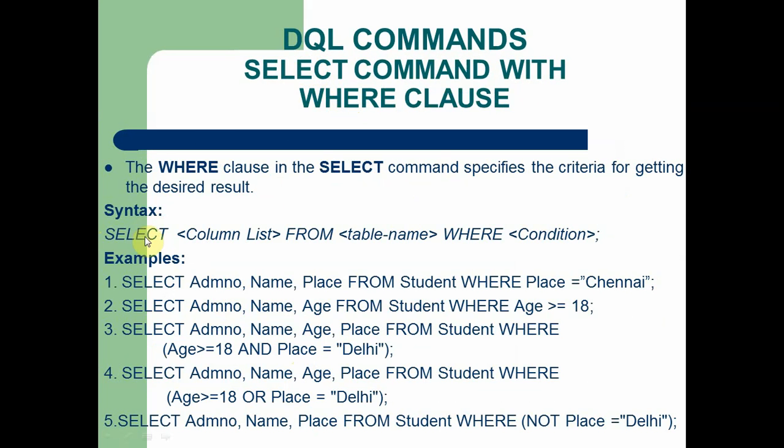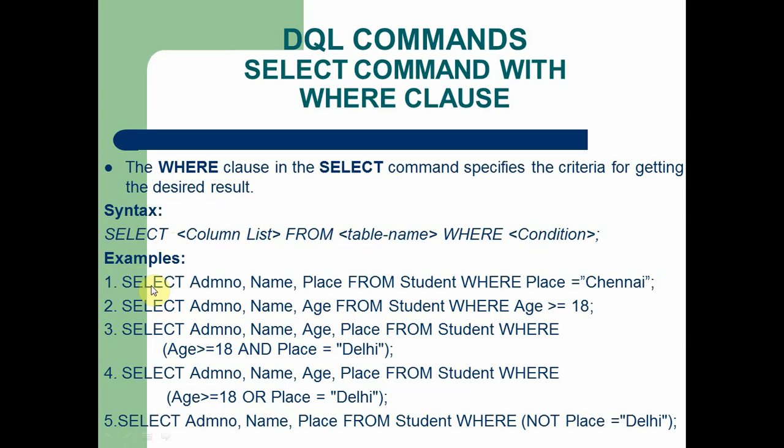In this example, see the syntax: select, type the column list. If you want to view particular columns from the table, or type asterisk, then use the from keyword and then type the table name. After that, type the where keyword. This is called the where clause, and then type the condition. In the example, you can see many where clauses are used. We see them one by one.